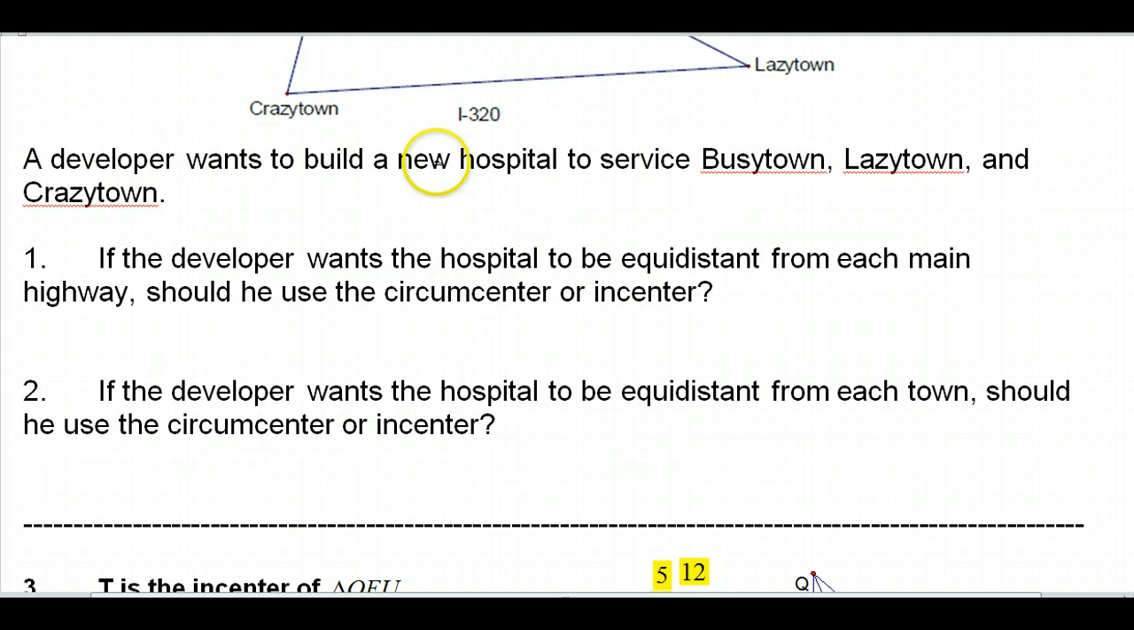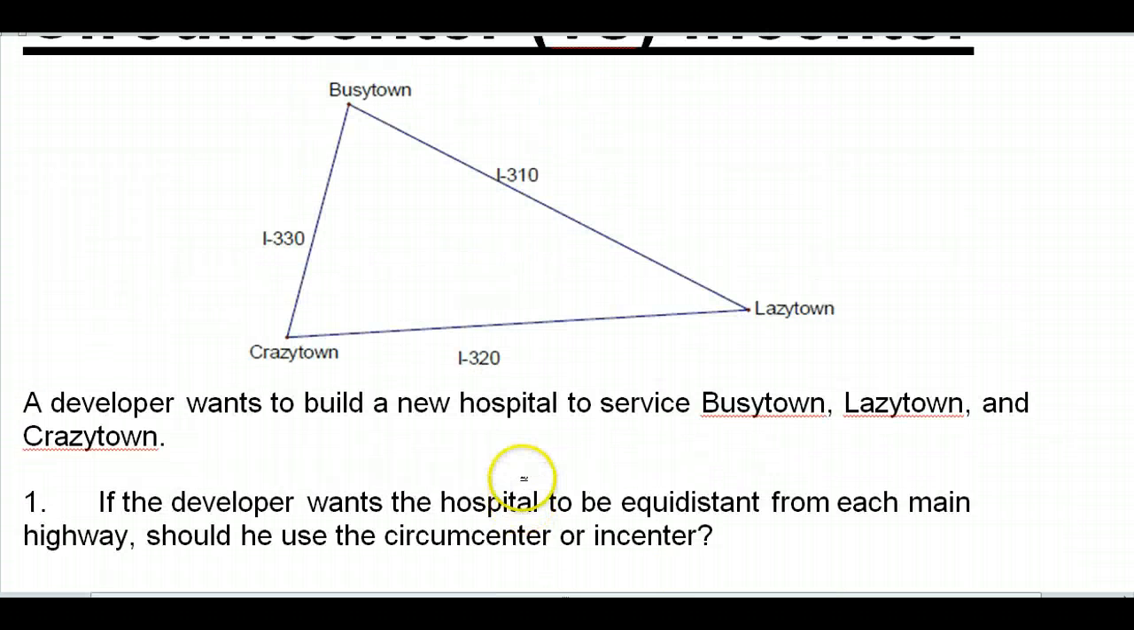A developer wants to build a new hospital with service to Busy Town, Lazy Town, and Crazy Town. So you're supposed to imagine, these are the towns. Here's Busy Town, here's Lazy Town. I didn't make this up. Here's Crazy Town. And what are these lines in between the towns supposed to be? Highways. This is I-310, like Interstate 310. All of these are highways.